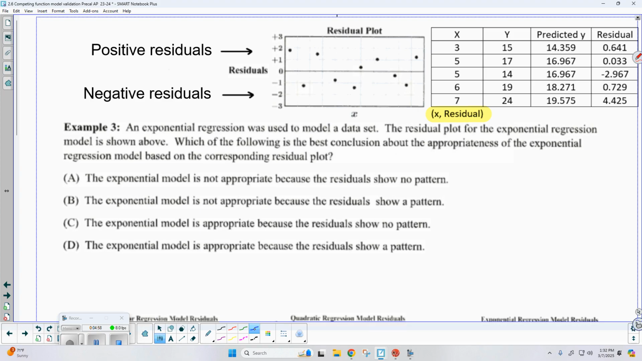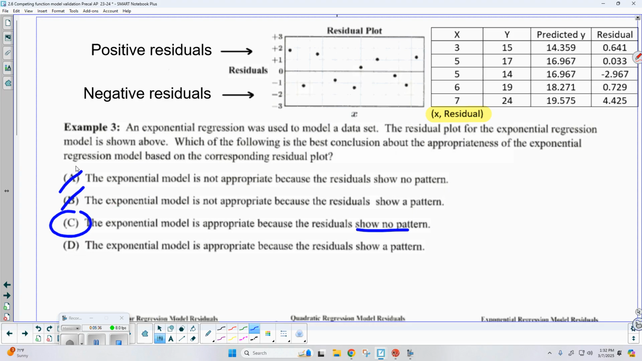So example 3, an exponential regression was used to model a data set. The residual plot for the exponential regression is shown above. Which of the following is the best conclusion about the appropriateness of the exponential regression model based on the plot? Well, do you see a clear pattern in the points, or is it just random? Looks to me like it's just random. So this is what we want. If there's no pattern, then it's got to be appropriate. We're going to say it's appropriate because there's no pattern. That's all there is to it.